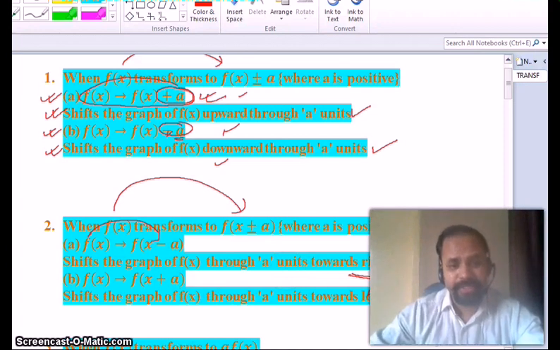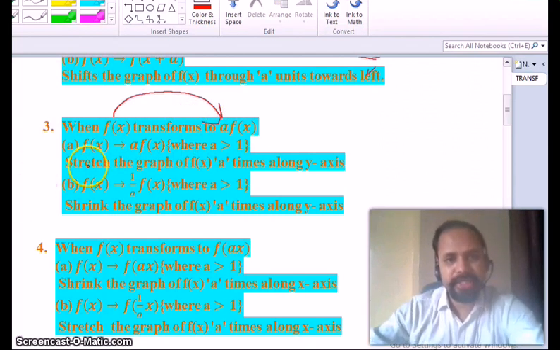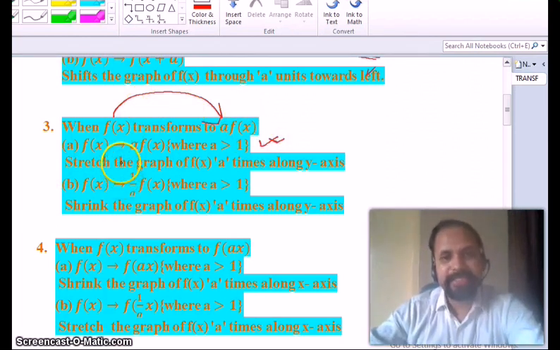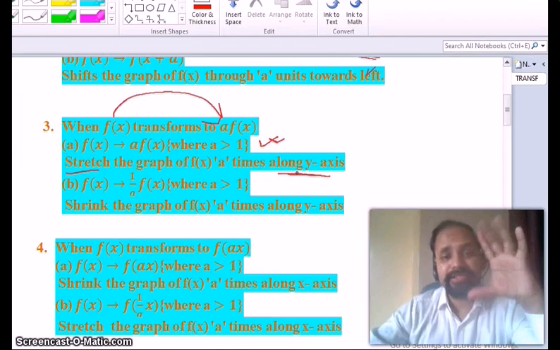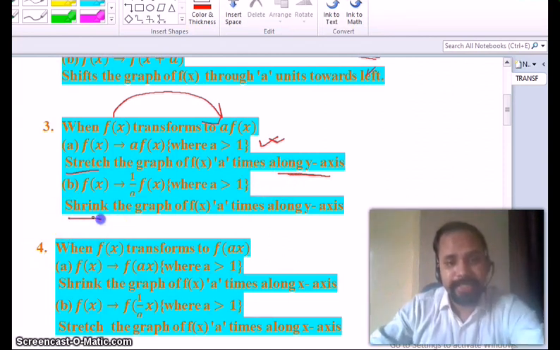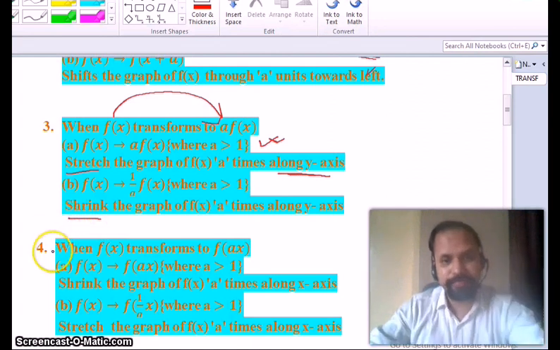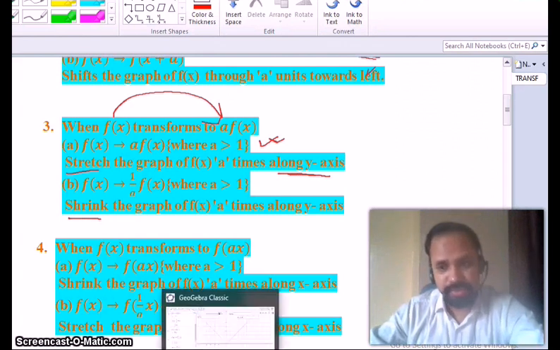Next, let's come to our next property. If we transform from f of x to a times f of x, then if we multiply by a in f of x, this graph stretches by a units along the y axis. That means it stretches along the y axis, and if we divide by a, then this graph will shrink. Let's see, then I'll discuss the domain and range of this graph also.